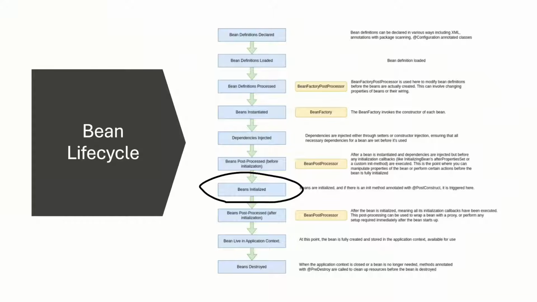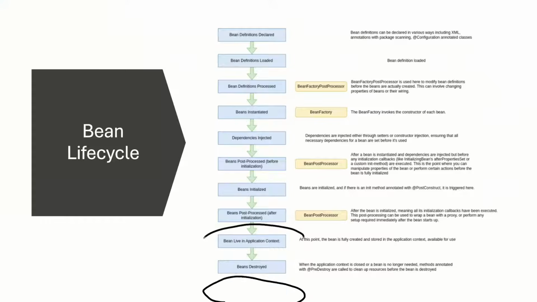In this phase, beans are initialized with methods annotated with @PostConstruct, ensuring that the beans are ready to perform their duties in your application. Even after initialization, beans might go through another round of post-processing. This could involve wrapping beans with proxies to enable functionalities like transactions or security aspects or resolve circular dependency. Now, the bean is fully operational and live in application context. At this point, beans are actively participating in your application, serving their purpose as configured.